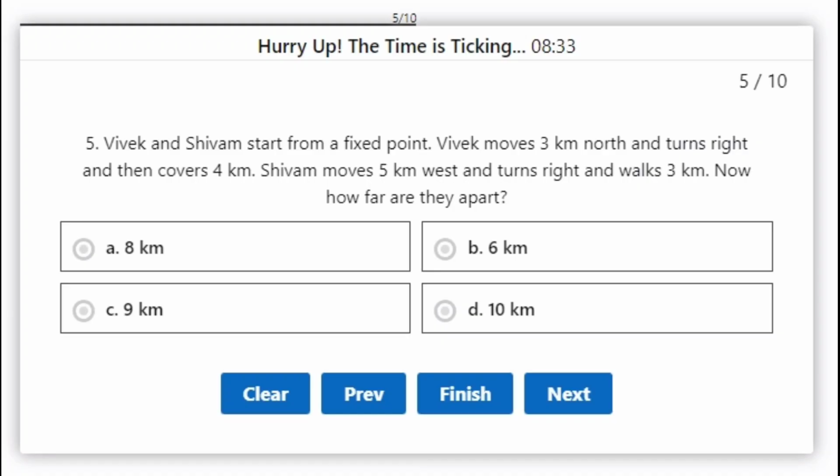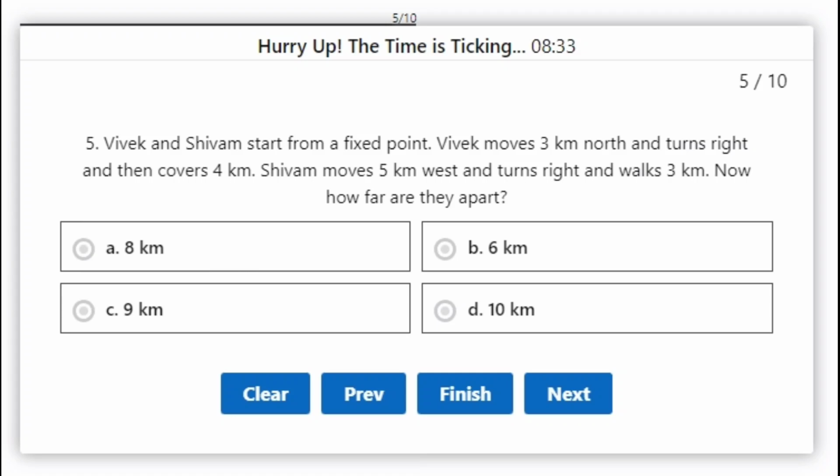Question number 5 is: Vivek and Shivam start from a fixed point. Vivek moves 3 km towards north and turns right and then covers 4 km. Shivam moves 5 km west and turns right and walks 3 km. Now, how far apart are they? The options are option A 8 km, option B 6 km, option C 9 km, and option D 10 km.